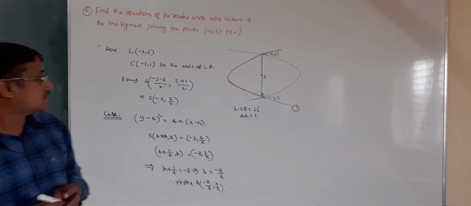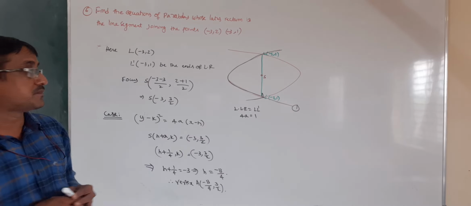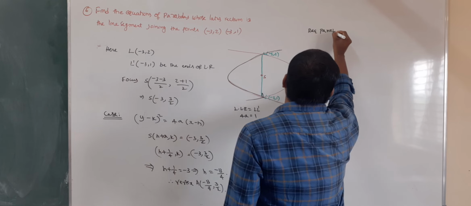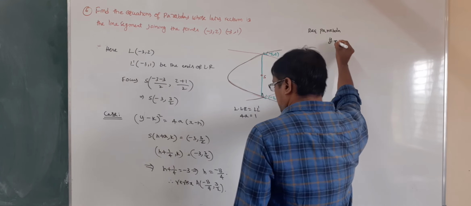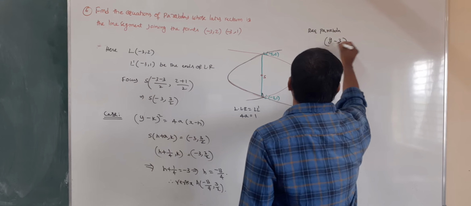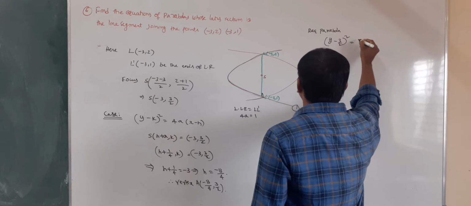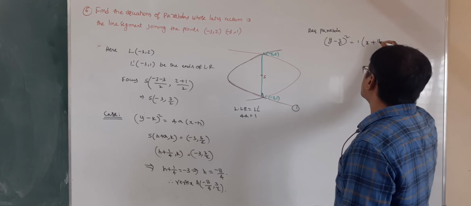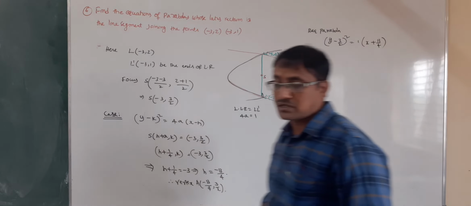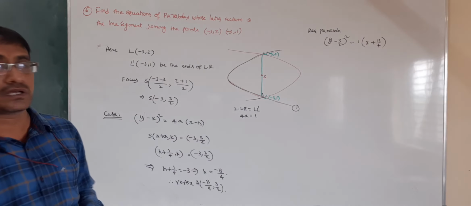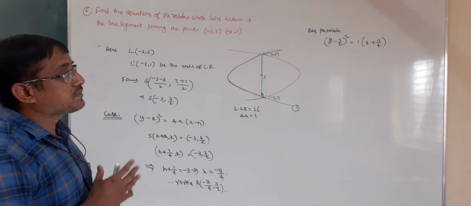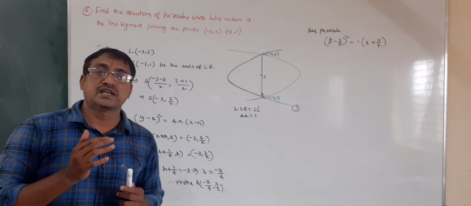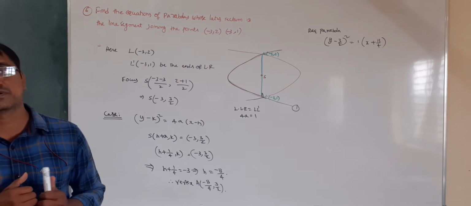Now you have the vertex of the parabola. So the required parabola can be (y - k)^2, that is (y - 3/2)^2, equal to 4a, which is here 1, into (x - h), that is (x + 13/4). That is the required parabola. Now you can have another form of parabola, that is (y - k)^2 = -4a(x - h).